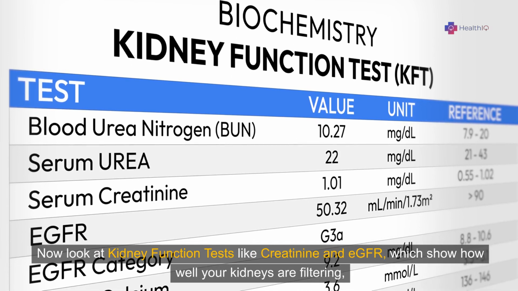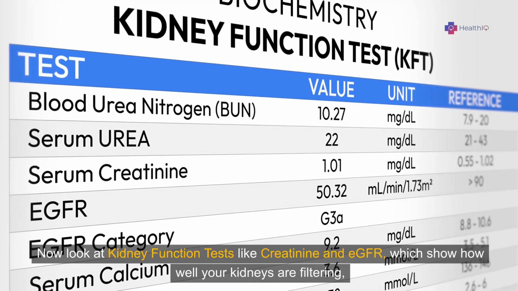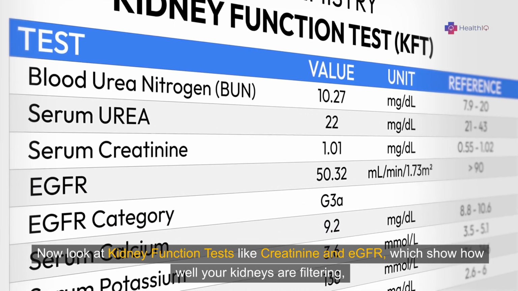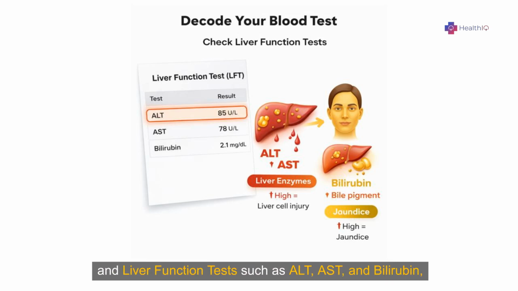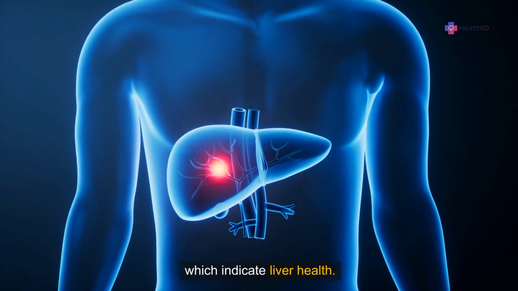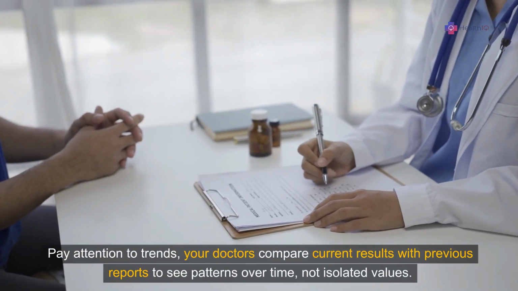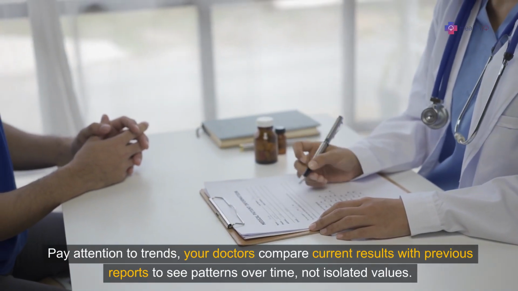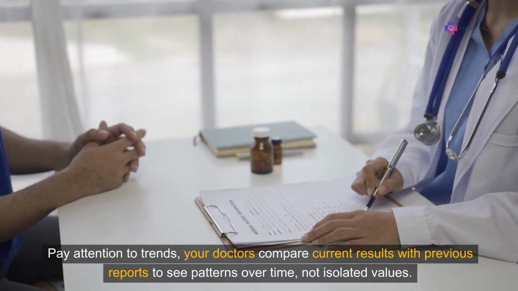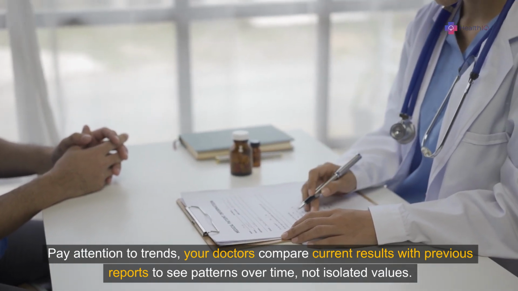Now look at kidney function tests like creatinine and eGFR, which show how well your kidneys are filtering, and liver function tests such as ALT, AST, and bilirubin, which indicate liver health. Pay attention to trends. Your doctors compare current results with previous reports to see patterns over time, not isolated values.